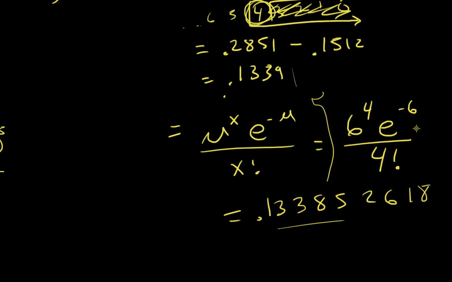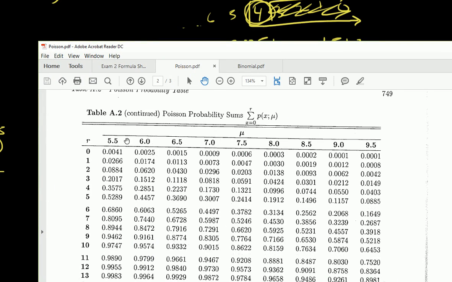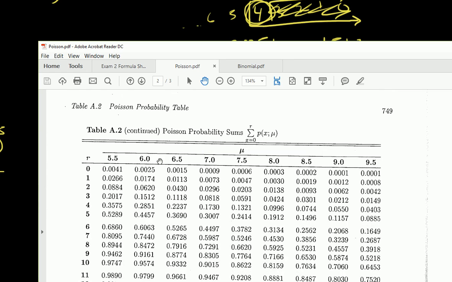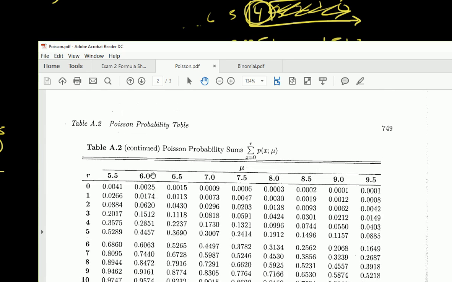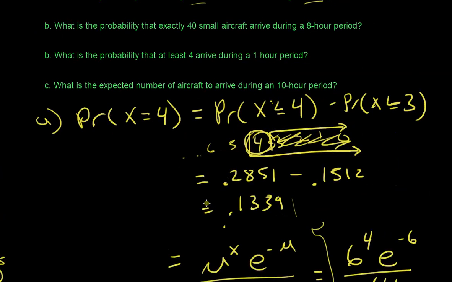I just want to point this out because I could have a mu that's not one of these mu's, right? So what if 6.25 airplanes landed, right, per hour? Well, then you have to use the equation. You are not allowed to use the table because the table doesn't have that value for mu. So you need to know how to do this question both ways.